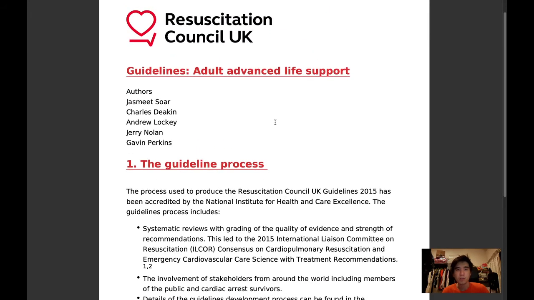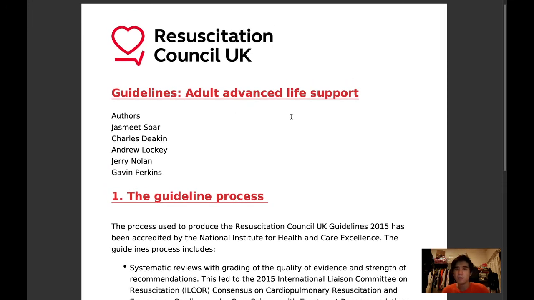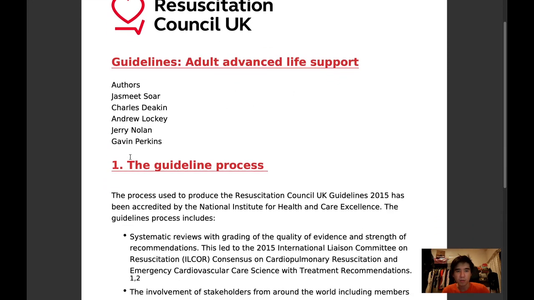So let's look at what Resus Council UK says. So this is the guidelines on the adult advanced life support. Here are the authors, the guideline process.